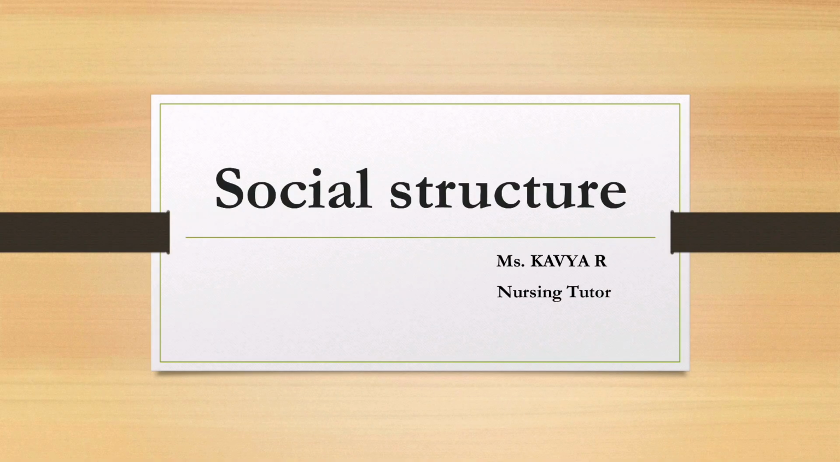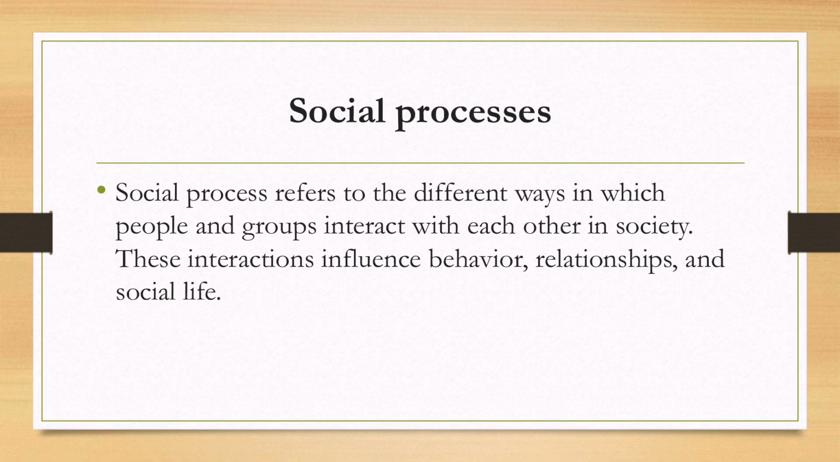Unit 2 Social Structure. Under that, part 2 Social Process. So what is the meaning of social process? It refers to the different ways in which people and groups interact with each other in society. In simple terms, whenever people communicate, cooperate, compete or adjust with others, this social process takes place.